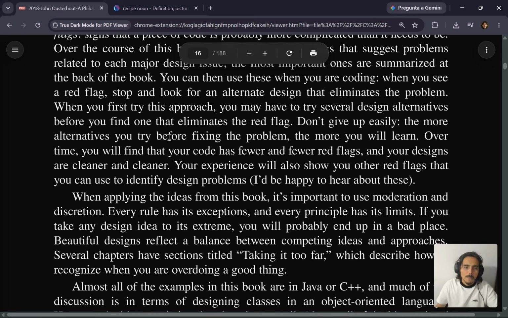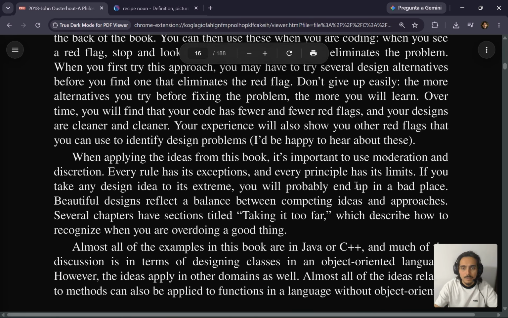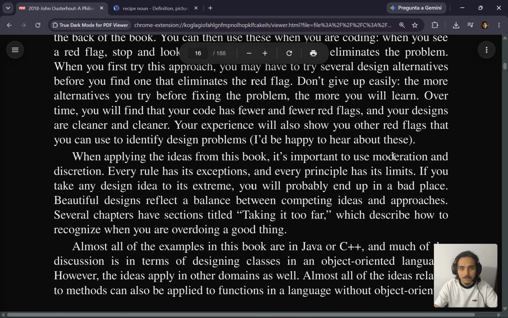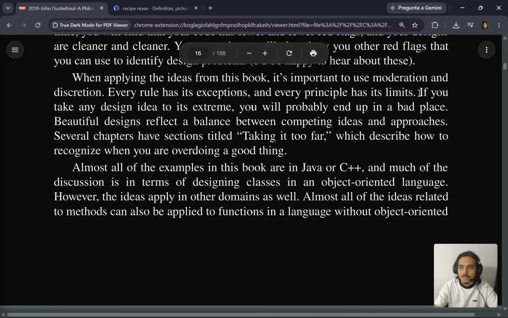When applying the ideas from this book, it's important to use moderation and discretion. Every rule has its exceptions, and every principle has its limits. This is not like the definitive laws of design. This is an approach, and it can be wrong. So we need to be sensible when choosing what techniques of design to follow. It all depends on the context of the situation. If you take any design idea to its extreme, you will probably end up in a bad place. Beautiful designs reflect a balance between competing ideas and approaches. Several chapters have sections titled Taking It Too Far.